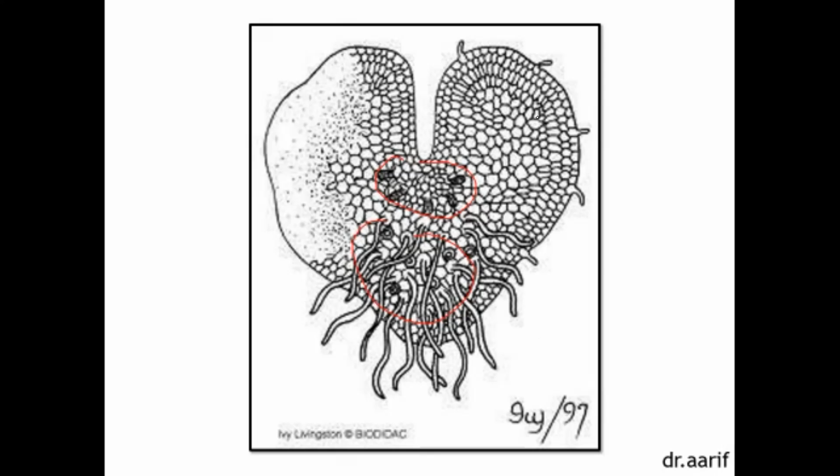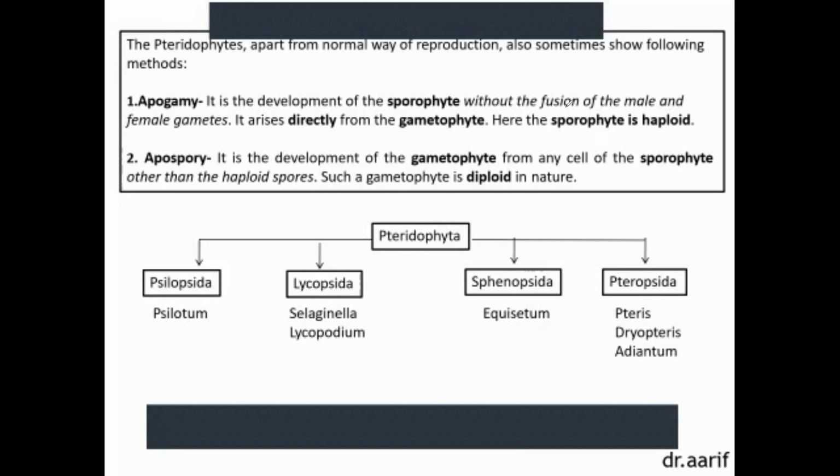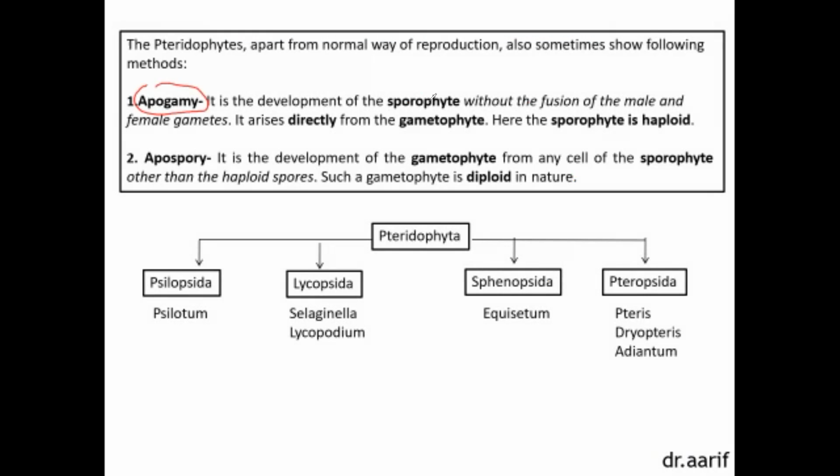Then next one. Okay, so this is the uniqueness that we are going to observe with the pteridophyte. So how exactly is their reproduction going to be carried out? On that basis we are going to make two types. एक जो टाइप आहे त्याला म्हणतो आपण apogamy. So apogamy means the development of sporophyte without the fusion of male and female gamete. त्याला आपण apogamy म्हणतो. मेल अँड फिमेल गॅमेट फ्यूज न होता जो स्पोरोफाइट तयार होतो त्याला आपण apogamy म्हणतो.